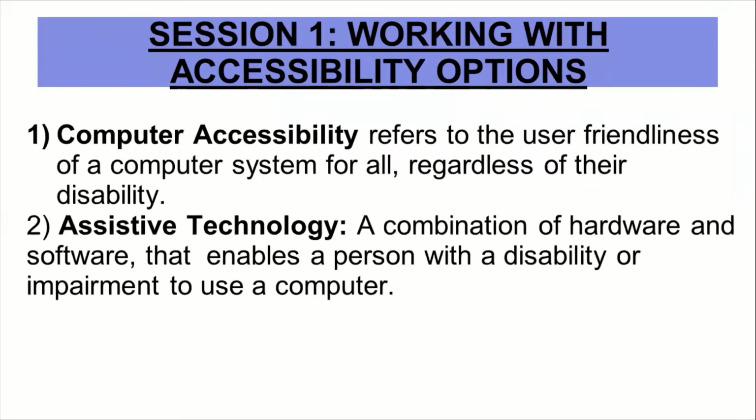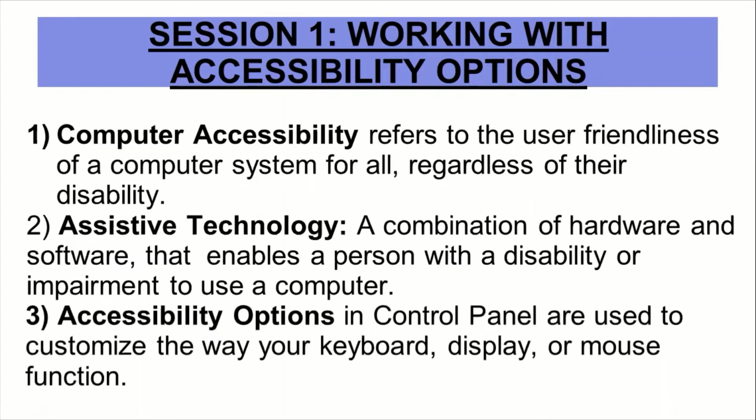Assistive technology is a combination of hardware and software that enables a person with disability or impairment to use a computer. Accessibility options are available in control panel, and they can be used to customize the way you can use your keyboard, display or mouse.